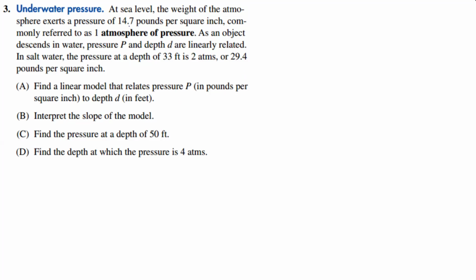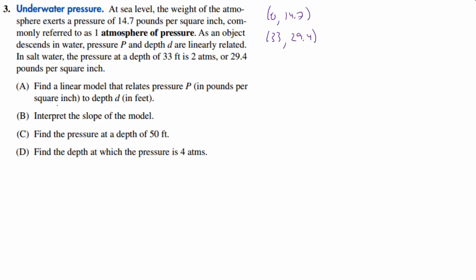It says at sea level, which would be 0, it's going to be 14.7. And then we're going to look at this as, even though this is a depth of 33 feet, that's going to be 33 feet down, and that's going to give us what? 29.4 pounds per square inch. So we're thinking of how far below it is. It's 33 feet below, but we're not going to say it's a negative 33.